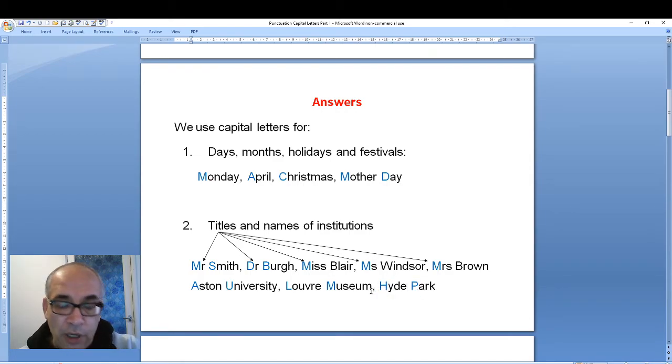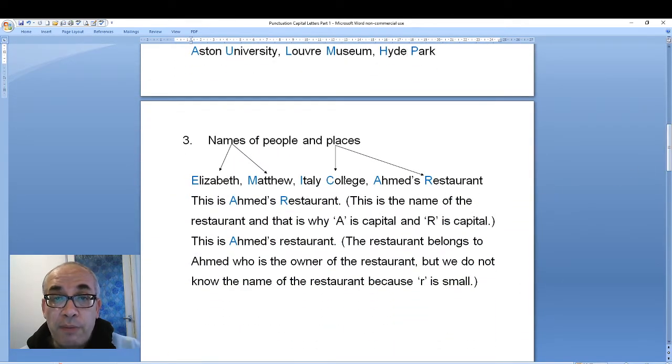So we use capital letters for days, for months, for holidays, for festivals, and again titles and names of institutions. Now this is very important. We use capital letters for names of people and places. So Elizabeth is the name of a person, the name of a woman, so we write capital E. Matthew is the name of a man, we write capital M. Italy College is the name of a place, the name of an institution, so I write capital I, capital C. Ahmed Restaurant is the name of a restaurant, I write capital A and capital R.